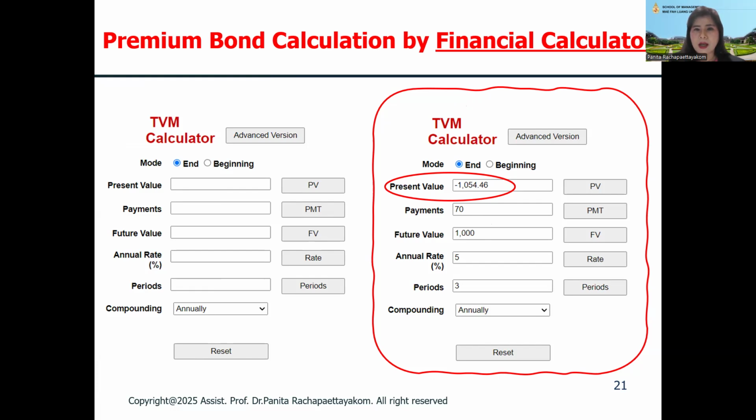Then you put the payment, PMT, as 70, future value 1,000, annual rate 5%. 5% is the market yield. Period is 3 because of the 3 years. Then you click PV, and the financial calculator will give you the present value of this bond. That should be 1,054 baht, the same number as when you do the calculation by the formula.